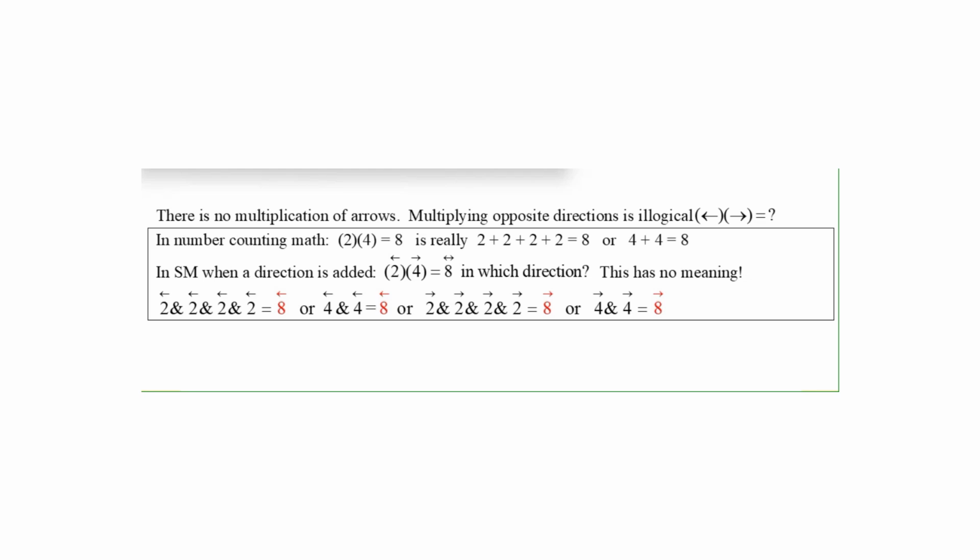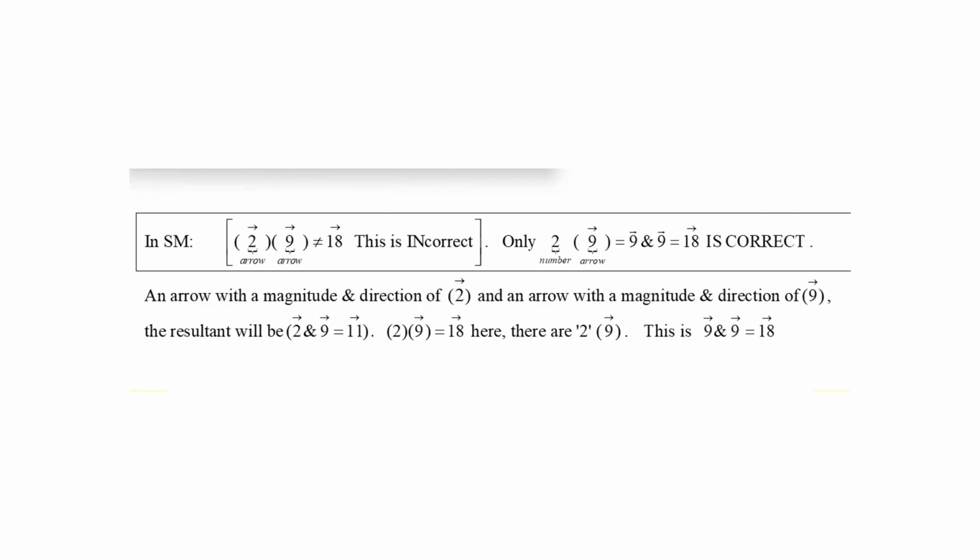In number counting math, 2 times 4 is 8 is really 2 plus 2 plus 2 plus 2 equals 8, or 4 plus 4 equals 8. In SM, when a direction is added, 8 in which direction? This has no meaning. Is it 8 to this direction or 8 to that direction? In SM, an arrow of 2 times an arrow of 9 is not equal to 18. This is incorrect. Only 2 9 arrows, which is 9 plus 9, equals 18 is correct.